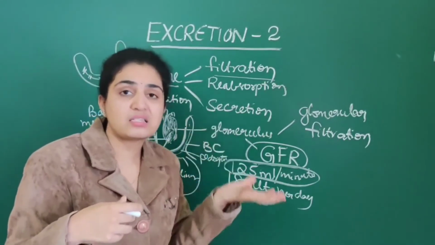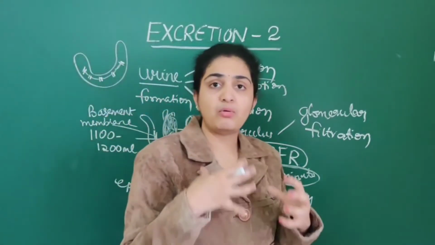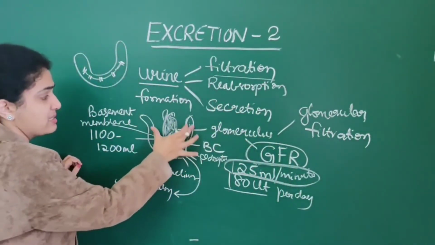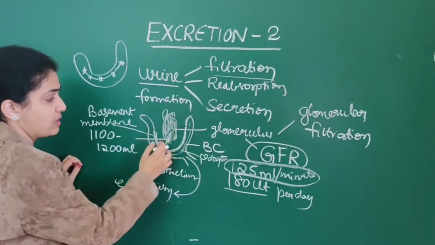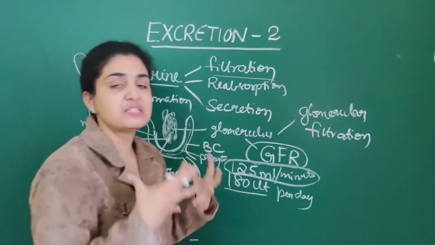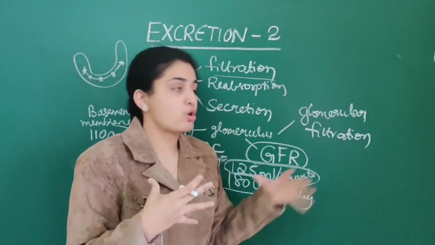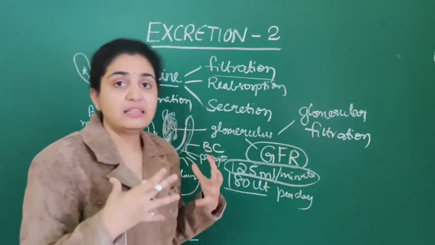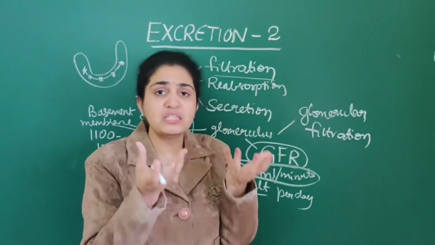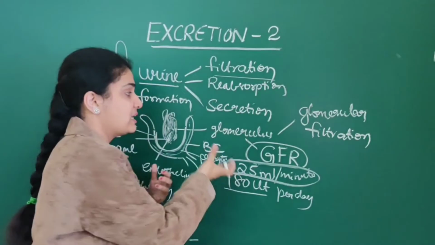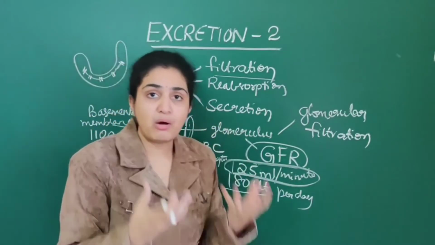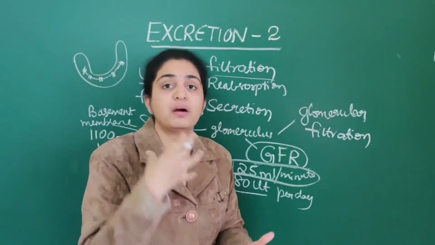You go to the last lecture and once you see the parts of a nephron, then you will clearly understand. See, this is Bowman's capsule, this is glomerulus, as well as this is basement membrane. So maximum filtration will take place in the glomerulus itself, so it is called glomerular filtration. And the amount of filtrate that is formed after filtration is called glomerular filtration rate.